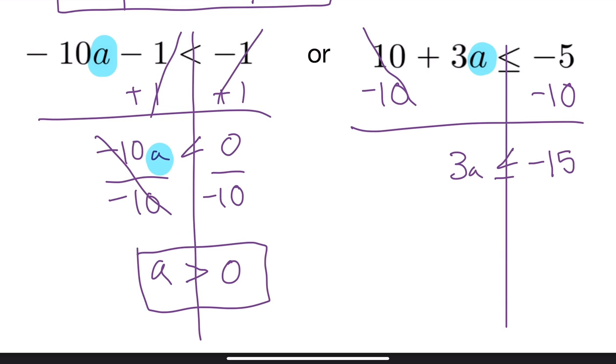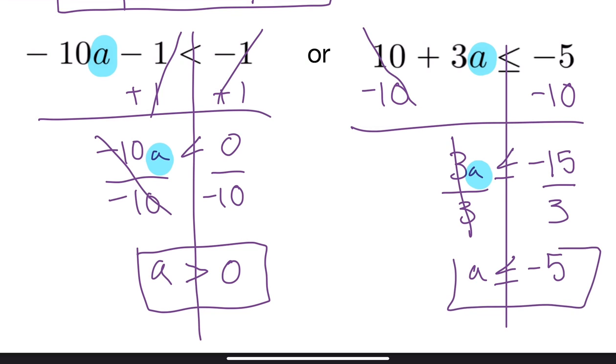All right. I still want my a by itself, so I'm going to divide to get rid of the 3. Okay, those will cancel out. So we have a is less than or equal to -15 divided by 3. That's going to be -5. So we got a is greater than 0, or a is less than or equal to -5.